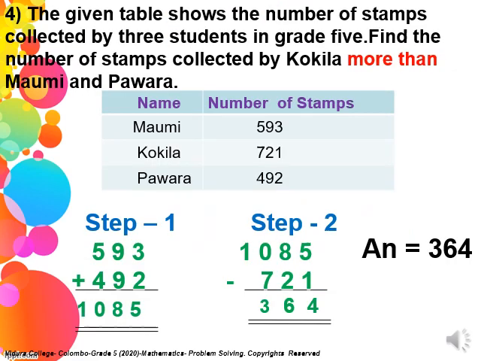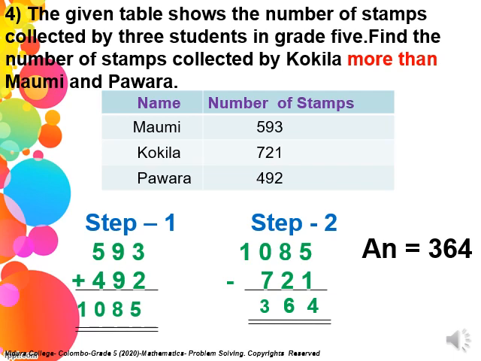Now we are going to do the next sum. Here you have a table. So you have to understand the table and pick out the important facts given in it. Let's read it. The given table shows the number of stamps collected by 3 students in grade 5. Find the number of stamps collected by Kokila, more than Mayumi and Pavara.